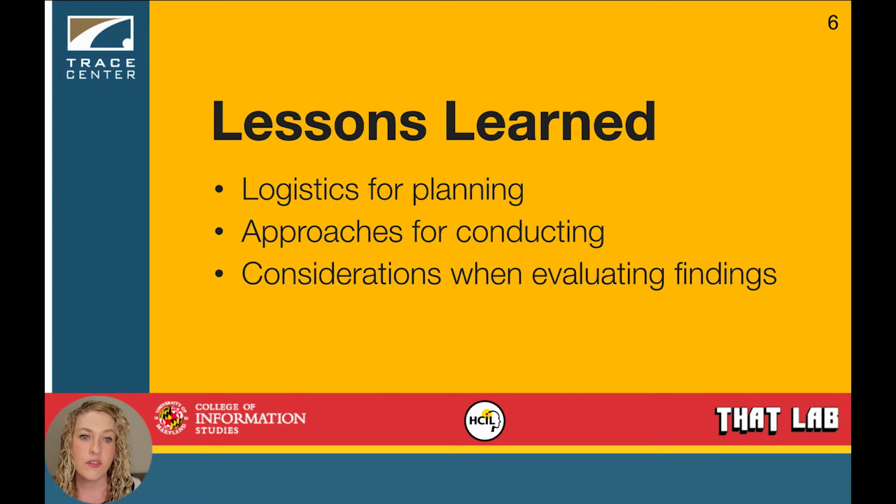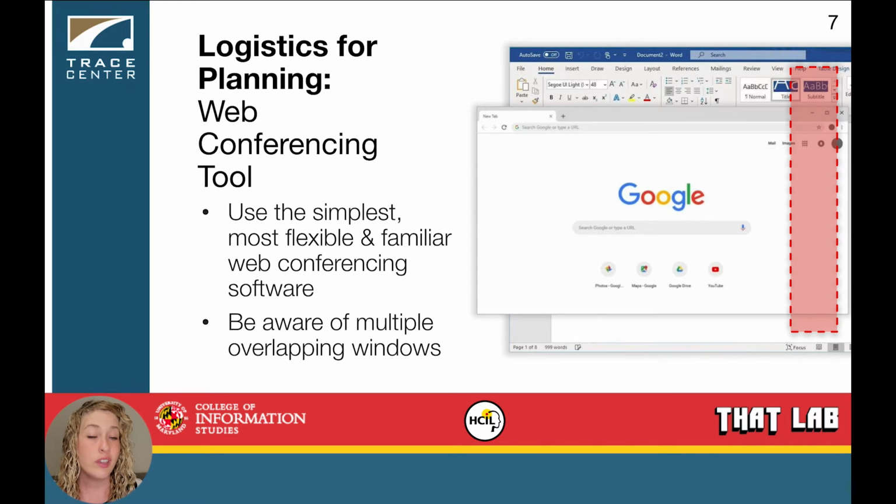This talk covers our findings for planning, conducting, and evaluating remote summative usability studies involving people with early-stage dementia independent of caregivers. First, logistics when planning. Choose the web conferencing tool that is the most familiar to your participant. Be aware of overlapping windows which may not be visible to you but can cause difficulty to participants.